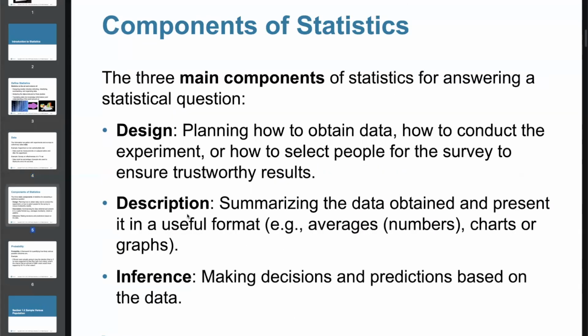There are three main components in statistics so we can answer any statistical question: design, description, and inference. The design means planning how to obtain data, how to conduct the experiment, or how to select people for the survey to ensure trustworthy results. Description means summarizing the data obtained and presenting it in a useful format, maybe numbers or graphs, as we will learn in this class. Inference means making decisions or predictions based on the data.